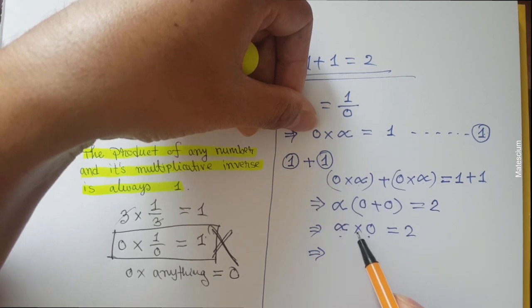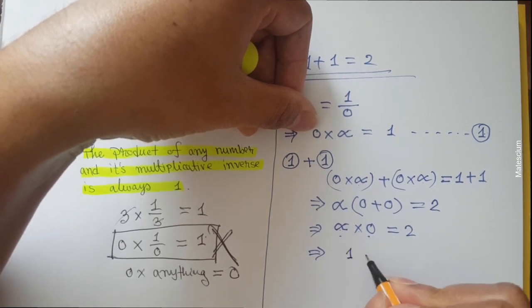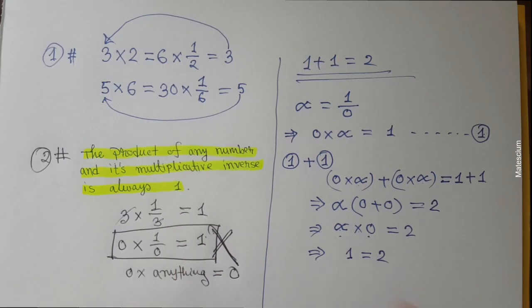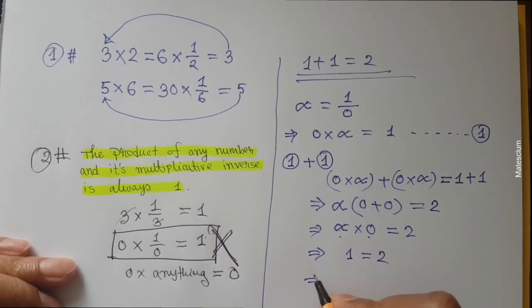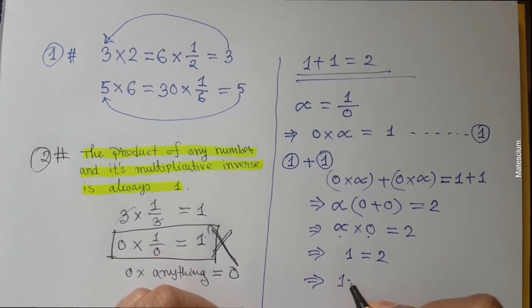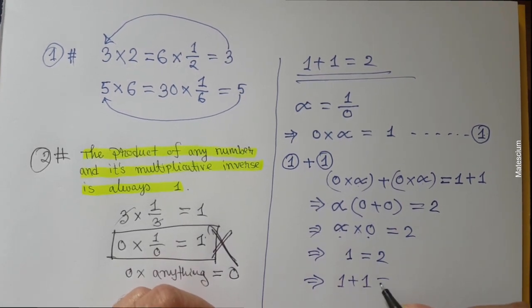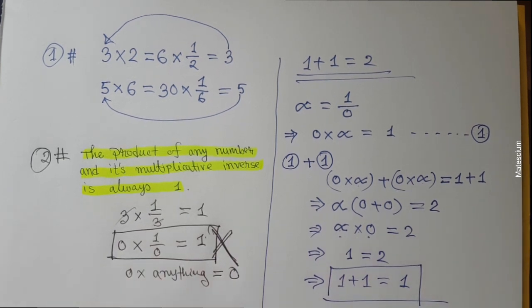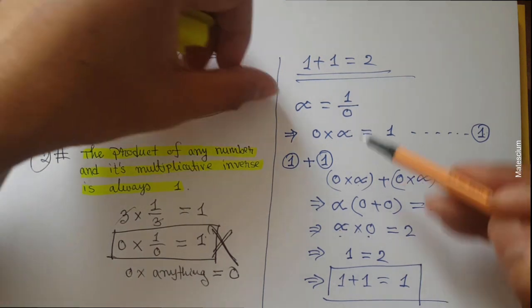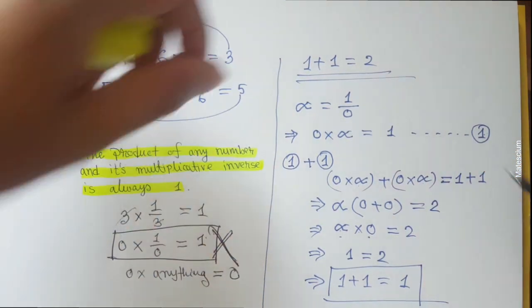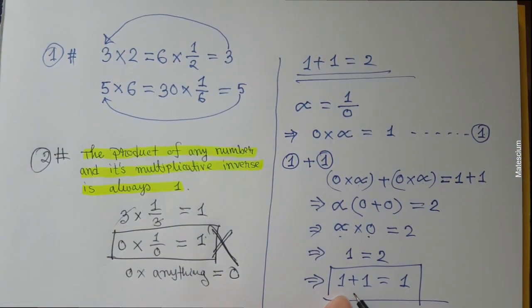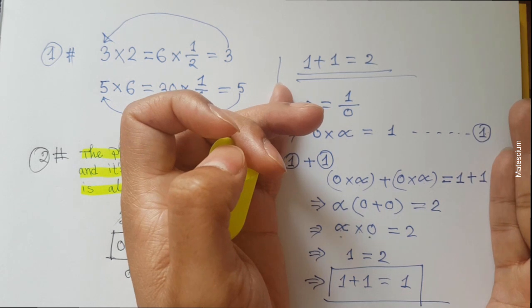That means infinity multiplied by 0 is equal to 1, and this is 2. So the left hand side is 1, the right hand side is 2. And according to conventional mathematics, we know 1 plus 1, which is the right hand side, is equal to the left hand side, which always remains 1 here. So this is the mathematical proof I did. I started from infinity is equal to 1 over 0 and ended with the proof that 1 plus 1 is equal to 1. The question is, where is the mistake that I did in this mathematical calculation?